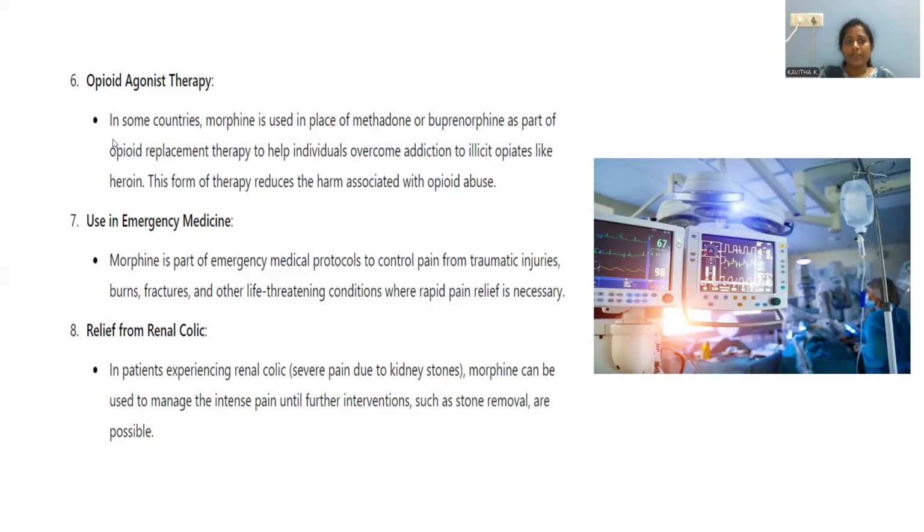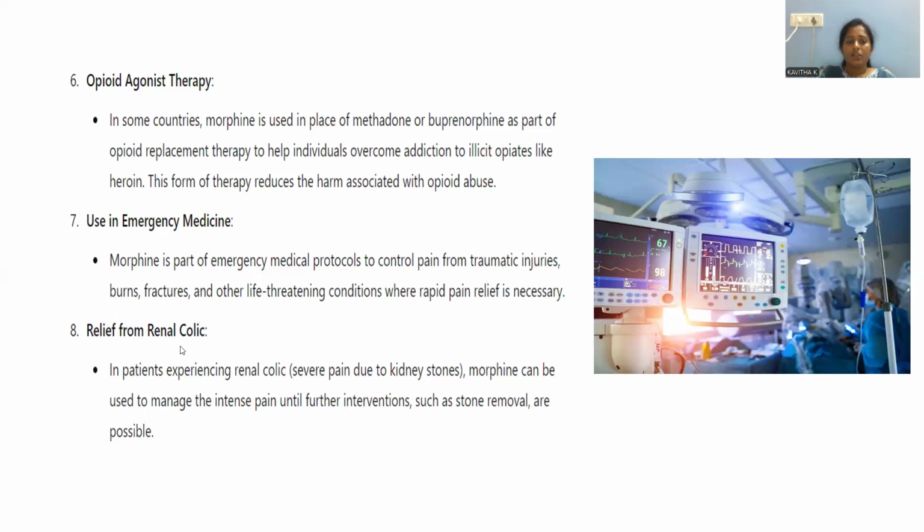Opioid agonistic therapy. In some countries, morphine is used in the place of other drugs, as an alternative for other drugs, because it improves the activity, that means it stimulates the functioning, and a stimulating therapy will be there. So it is an agonistic stimulant. It is used in emergency medicine. Emergency requirement under trauma conditions, any severe injuries, or any burns, or any fractures, where we immediately require emergency care. So at that condition also we can go for the application of this morphine.